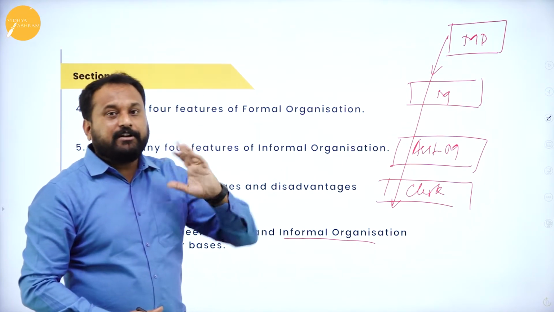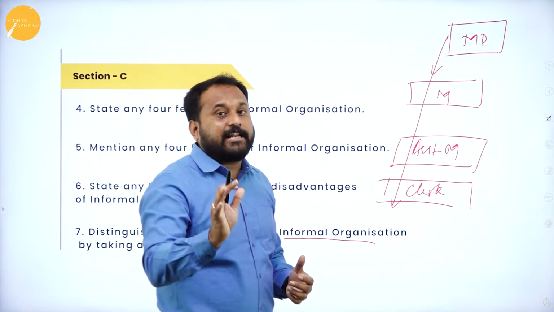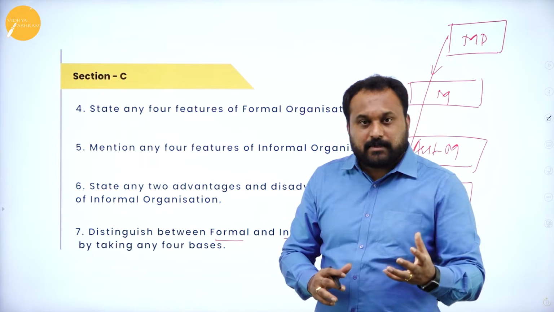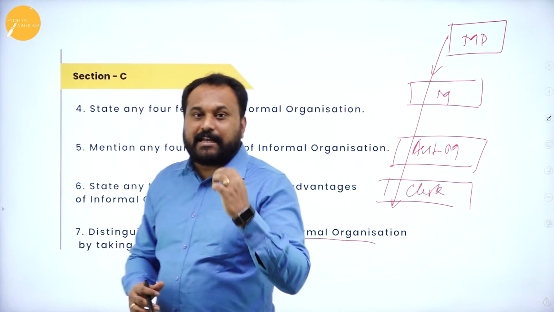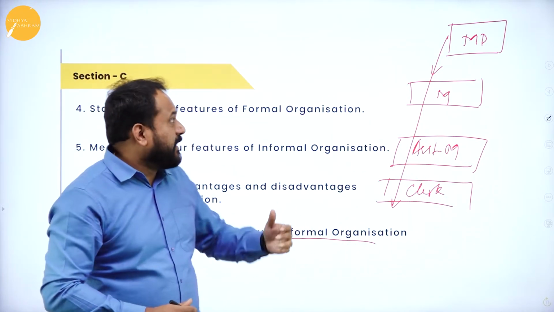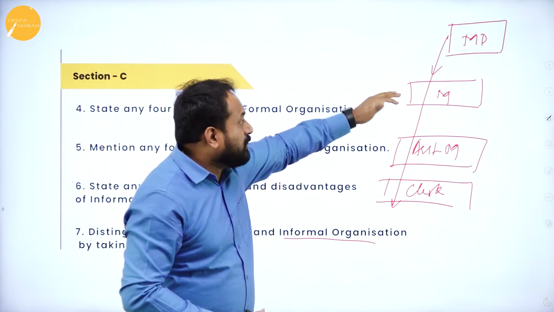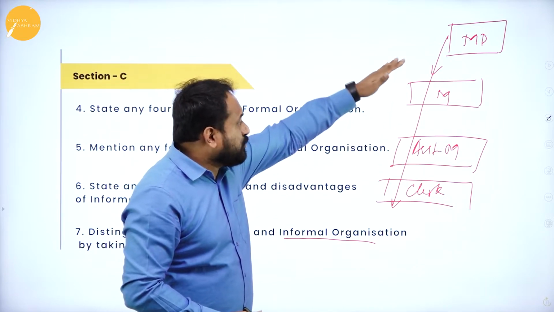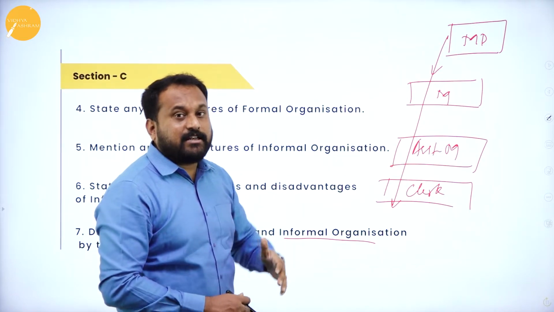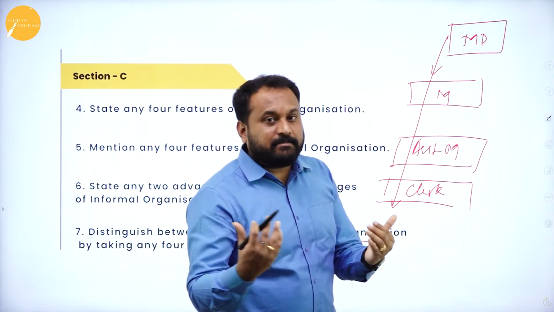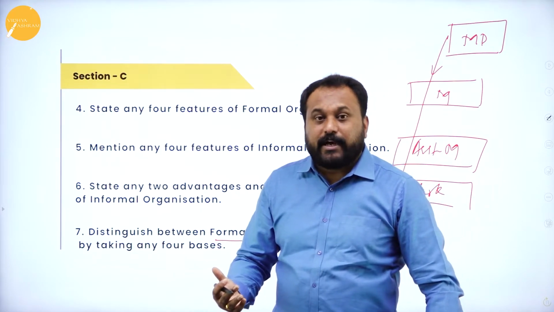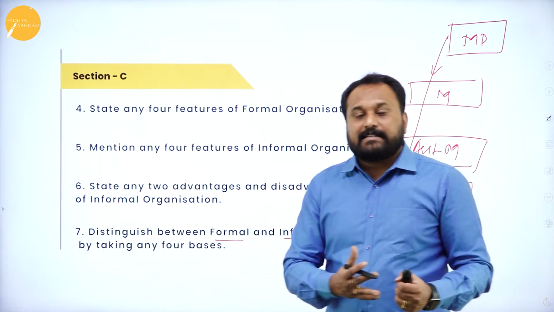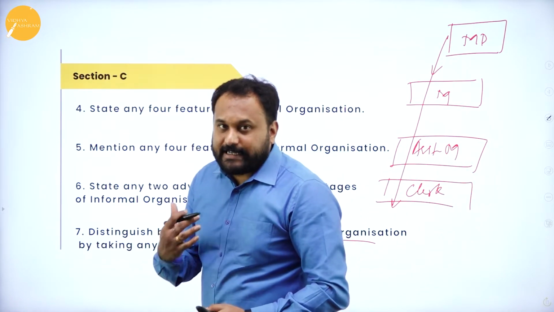But when it comes to informal organization, there is no hierarchy. In informal organization, all the people are the same. Now, in the formal, it's like a military concept where the managing director is above the manager. The assistant manager is below the manager. So here you have the hierarchical system, whereas in informal organization, all of them are the same. That is where you are supposed to understand the difference between a formal organization and informal organization.